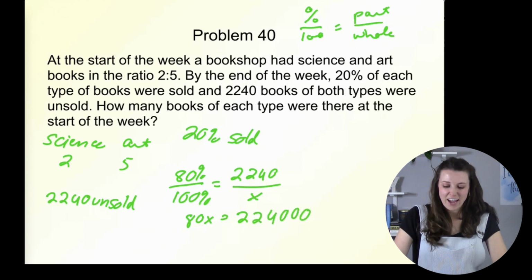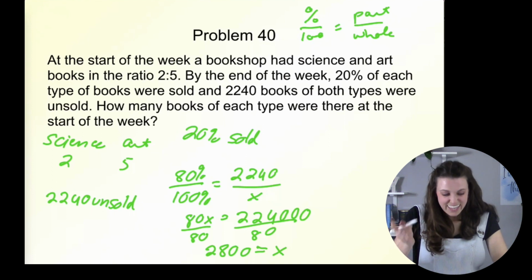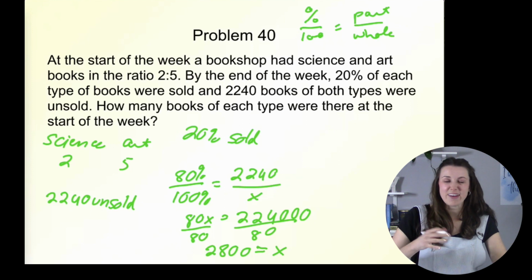Now let's solve for X. Divide both sides by 80. And I get 2,800 equals X. But that's not the answer. We need to figure out how many of both the science and the art.